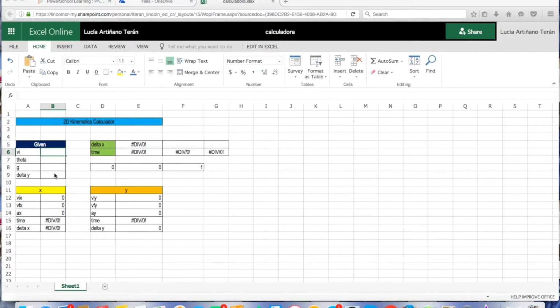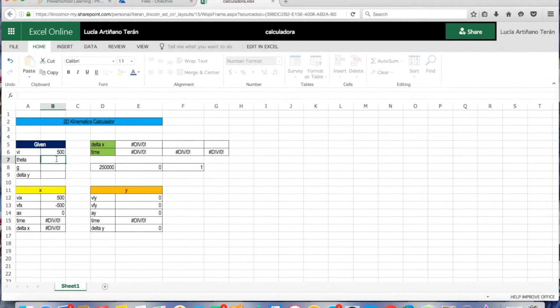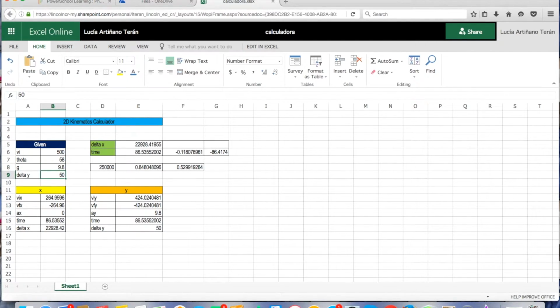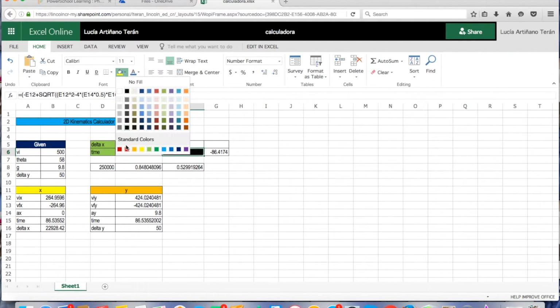For VI, or initial velocity, you write 500. For theta, or the angle, you write 58. And for delta y, you write 50, since he is standing on a 50-meter cliff above his opponent, which will give you the answer of negative 0.1. But time can never be negative, so your answer is 0.1.